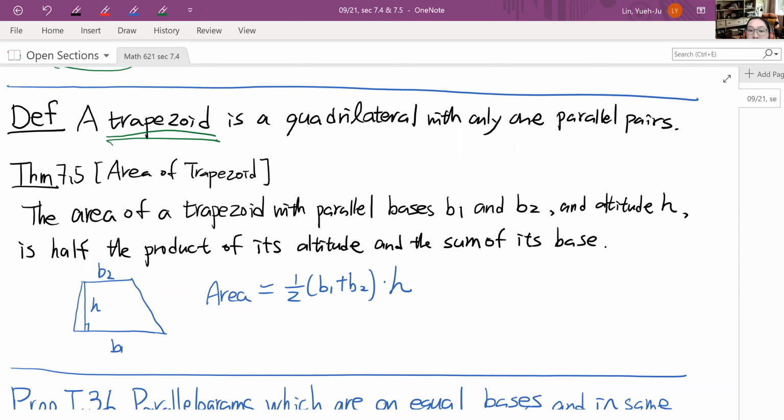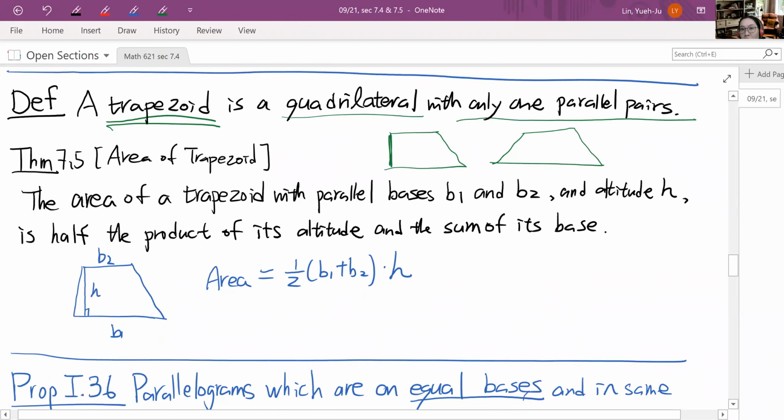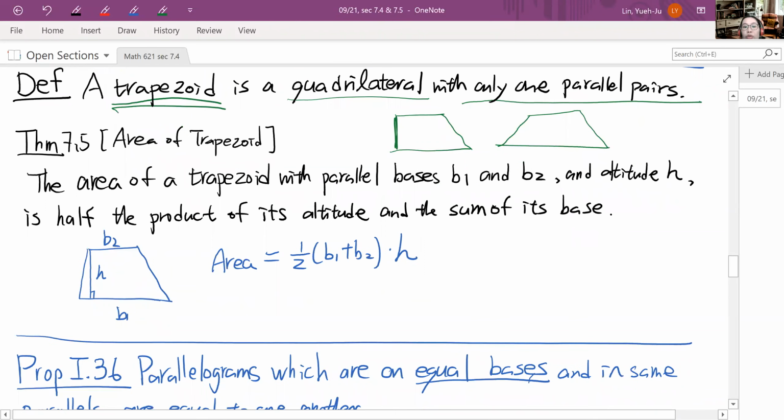So a trapezoid is a quadrilateral with only one pair of parallel sides, right? So you only have one parallel pair. It doesn't matter, maybe you have something like this, or maybe something like this. These are all examples of trapezoids, okay? Because they all have one parallel pair. Now, based on knowing the area of the triangle and parallelogram, we can derive the area of the trapezoid, even though we probably already know it in our minds.